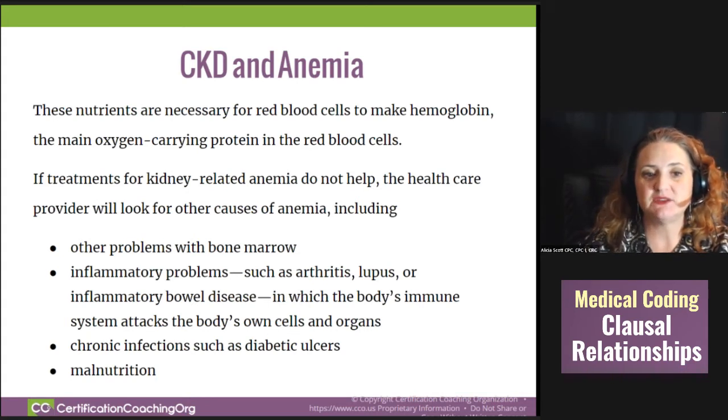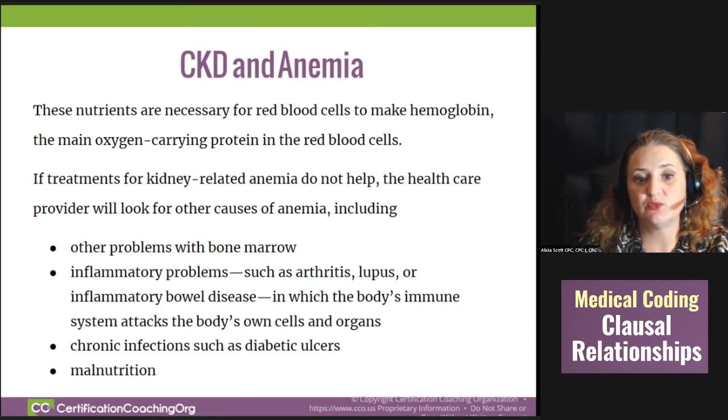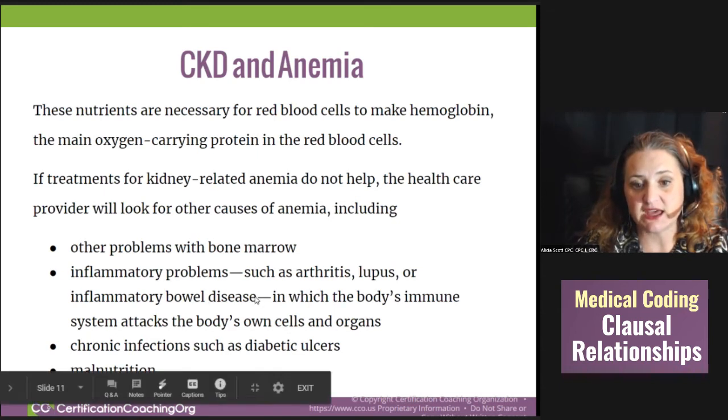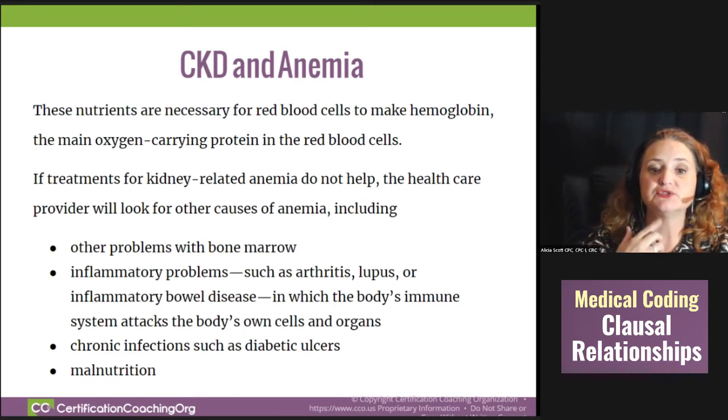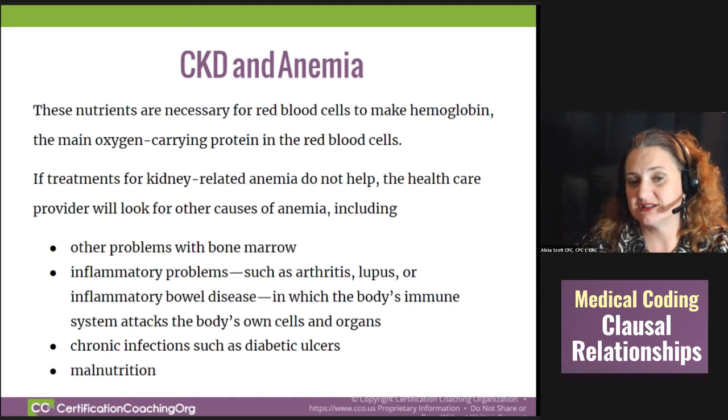So anytime that you're doing any type of treatment to the kidneys and it's related anemia does not help, the healthcare provider will do other testing. So they'll look for problems with the bone marrow. You know, is this a type of leukemia? Maybe we have inflammatory problems. Do we have an autoimmune disorder? Does the patient have rheumatoid arthritis or lupus? Do they have IBS? Then do they have any chronic infections, like a diabetic ulcer maybe on their toe, and malnutrition? All of those could be contributing factors that aren't CKD.